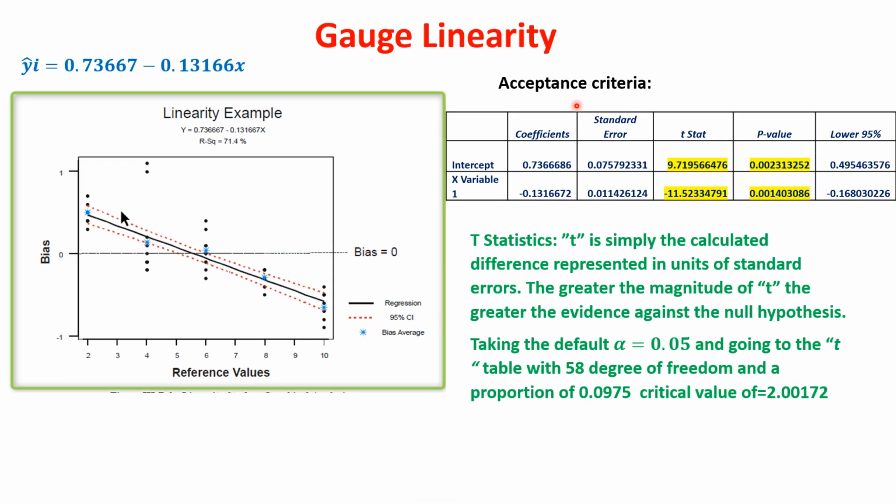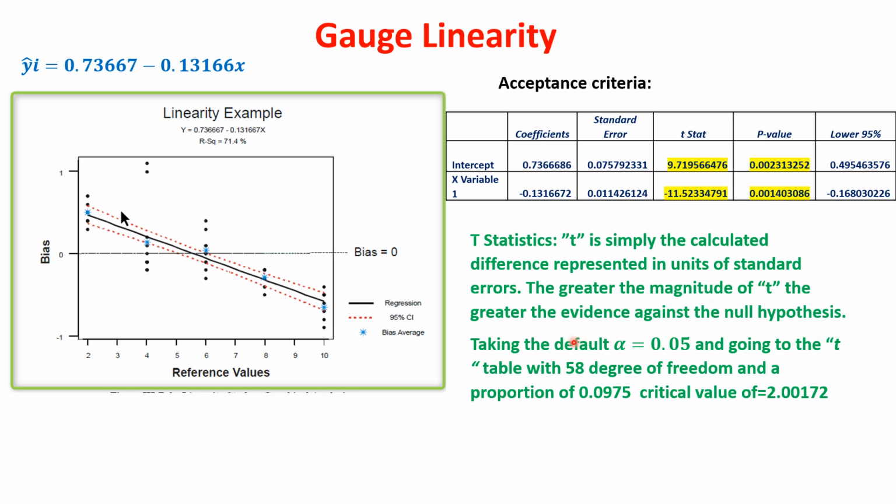Now this is the acceptance criteria. For the intercept, the t statistic value I got is this, for which the p value is 0.0023, and for the slope the t statistic is minus 11.52, for which the p value is 0.001. Now at a 95% confidence level, the required p value should be more than 0.5. So right now it is appearing less than 0.5. So that means our null hypothesis is rejected. There is a problem in the instrument. So the instrument is to be repaired and recalibrated.